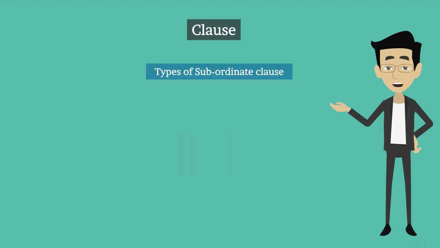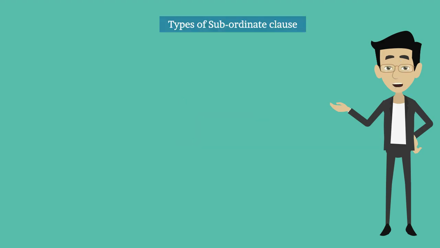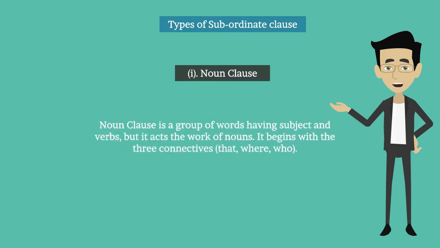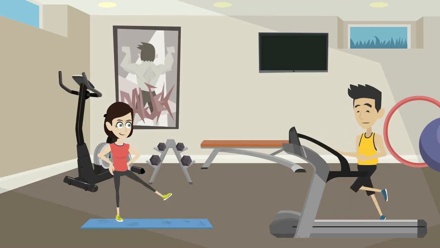Types of subordinate clause. Subordinate clause is of three types. 1. Noun clause. 2. Adjective clause. 3. Adverb clause. First one, noun clause. Noun clause is a group of words having subject and verb, but it does the work of a noun. It begins with the connectives that, where, who. For example, he said that he was not guilty.